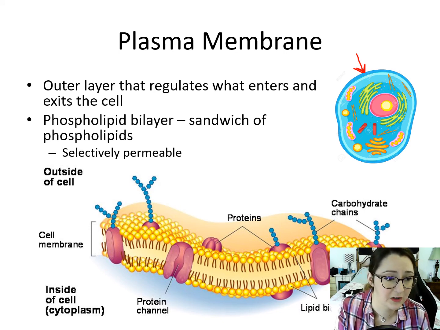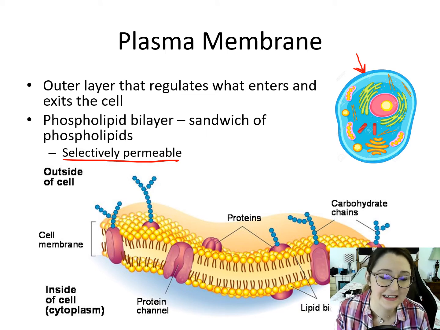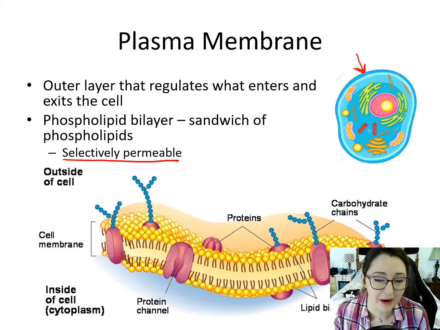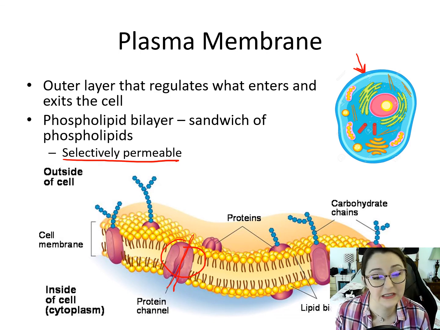Now, what this term means, selectively permeable, is that it is picky about what it lets in and what it lets out. So you have these various channels down here that are going to let potentially proteins, specifically for this example, this little channel is going to let proteins in and out of the cell. Other things are going to need to be assisted in and out of the cell. There isn't always just a channel that allows things to go in and out.